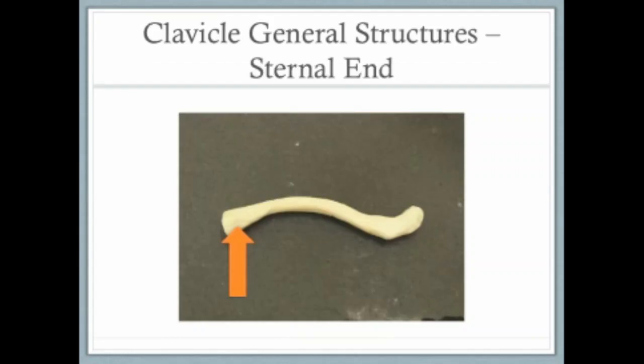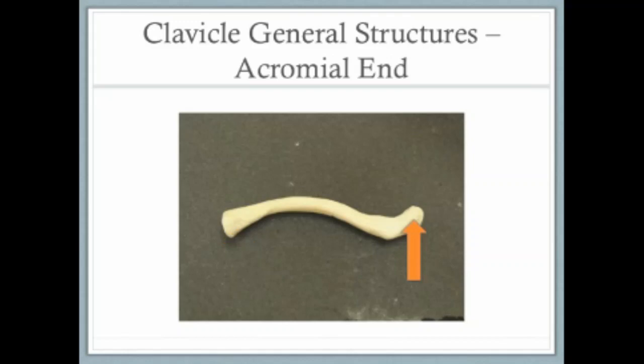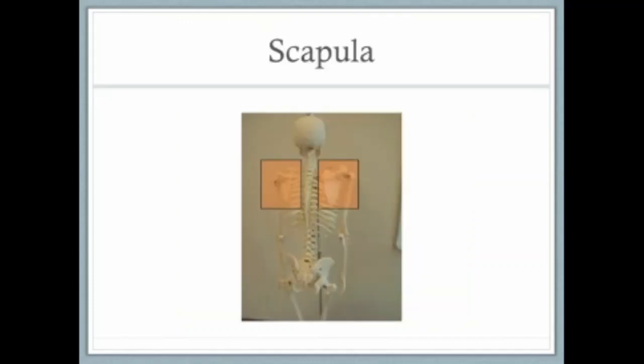There are 2 basic structures you need to know for the clavicle: the sternal end, which articulates with the sternum, and the acromial end, which articulates with the acromion process of your scapula. The scapula, or shoulder blade, are a pair of bilateral bones found on the posterior section of your thoracic cage which articulate with the humerus.